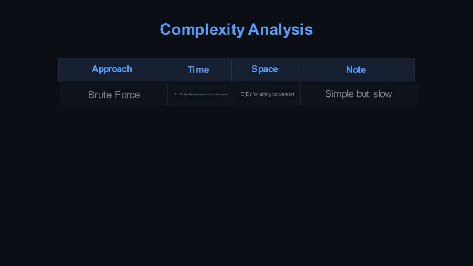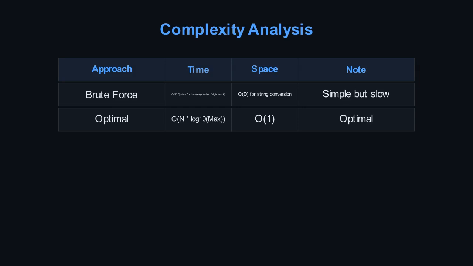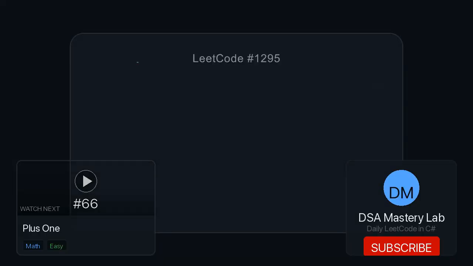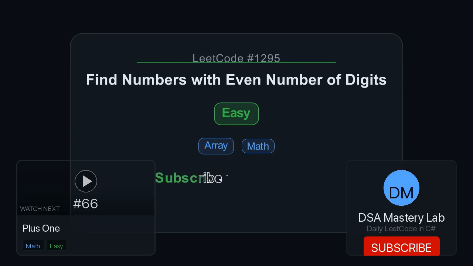The time complexity is O(n times log base 10 of max), where n is the number of elements and max is the largest number. Space complexity is O(1), constant. This simple trick can save significant performance. Try the next problem, same pattern.